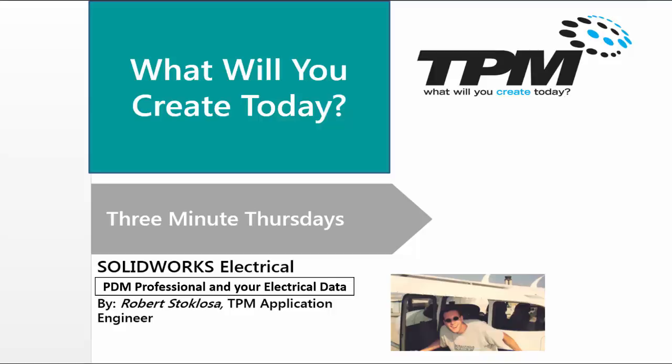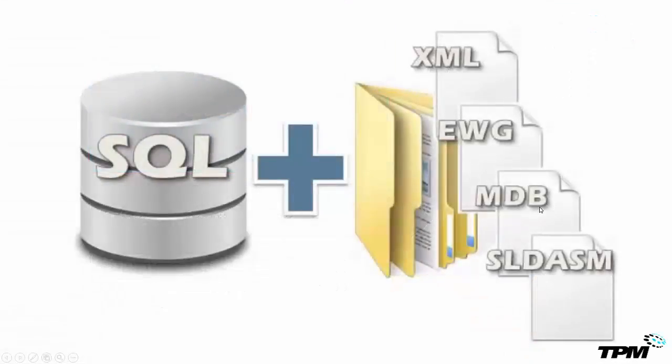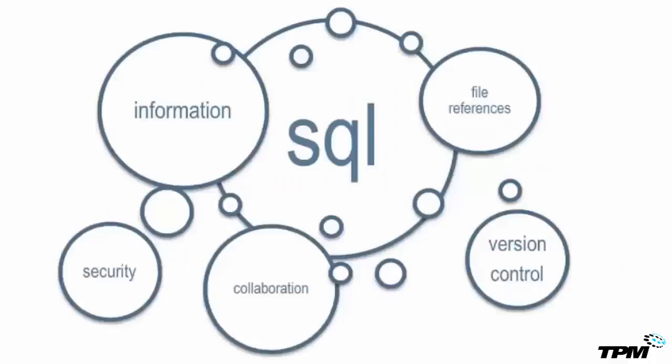Today I wanted to discuss a very high-level overview of how to interface your SOLIDWORKS Electrical with our ePDM Professional application. You see on the screen we have a SQL database to the left with some familiar file extensions to the right: XML, EWG, which is our electrical drawings database, and then 3D assembly files. Both of these are mimicked in our ePDM or PDM Professional and Electrical applications, which are driven from our SQL database.